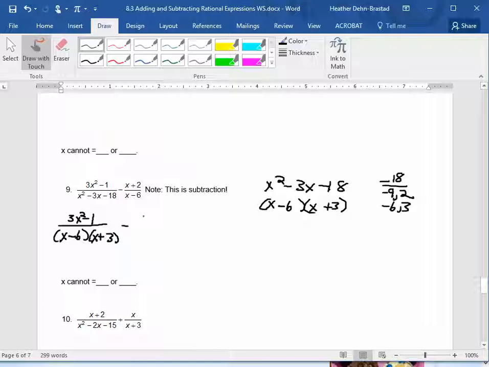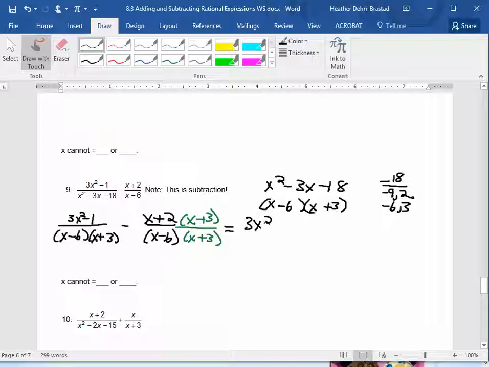And then the second one was (x + 2)/(x - 6). I'm going to put that in parentheses. Now what does the second one need? It needs the x + 3. So I'm going to multiply top and bottom by x + 3. And now we have common denominators. They're both (x - 6)(x + 3). So now I can go ahead and add the numerators together.